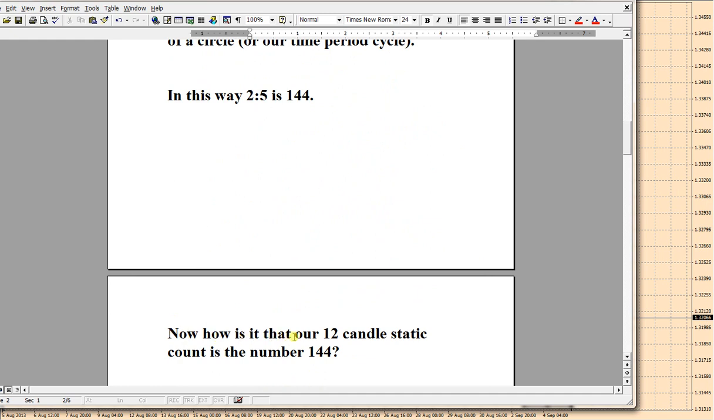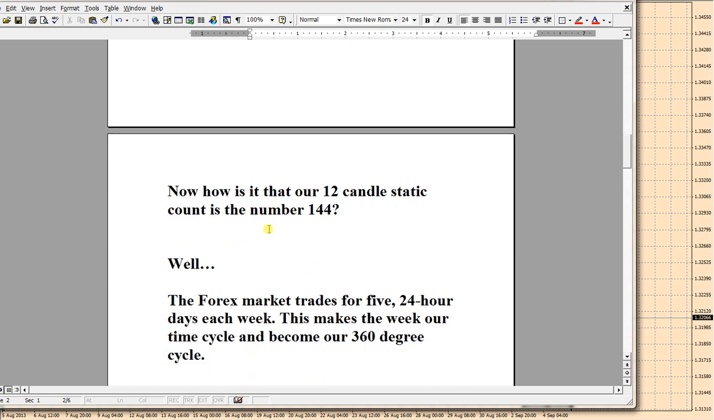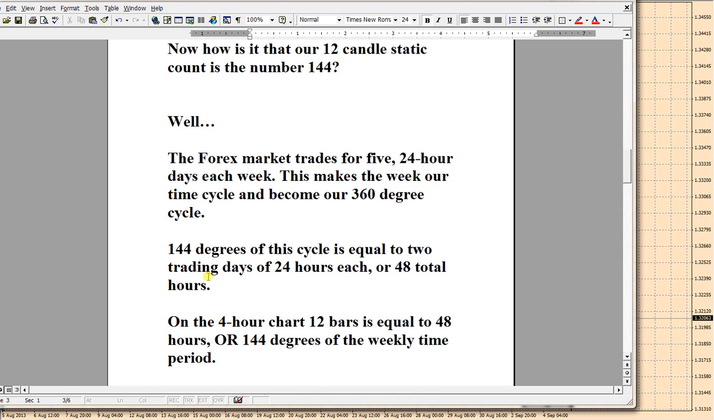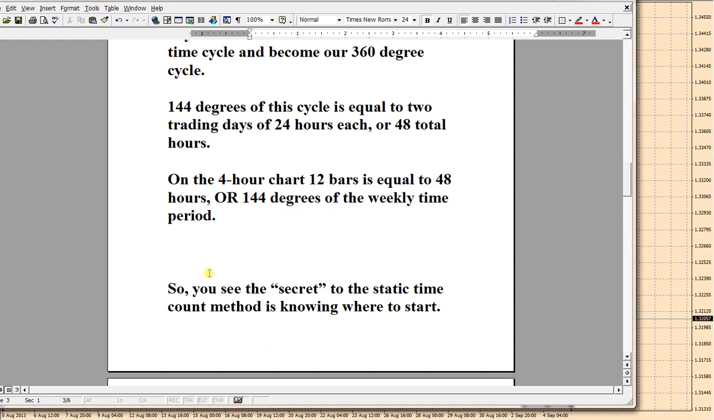Now we ask, how is it that our 12 candle static count is the number 144? Well, the Forex market trades for 5 24-hour days each week. This makes the week our time cycle and becomes 360 degrees to us. 144 degrees of this cycle is equal to 2 trading days of 24 hours each, or 48 total hours. On the 4-hour chart, 12 bars is equal to the 48 hours, or 144 degrees of the weekly time period, if we consider it a cycle, which we do.